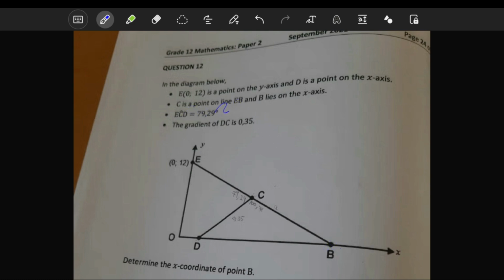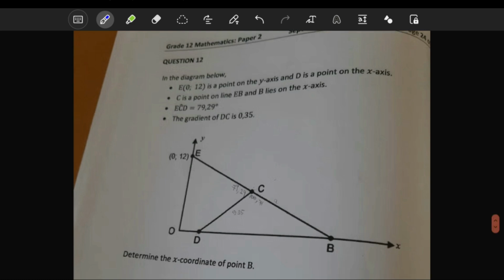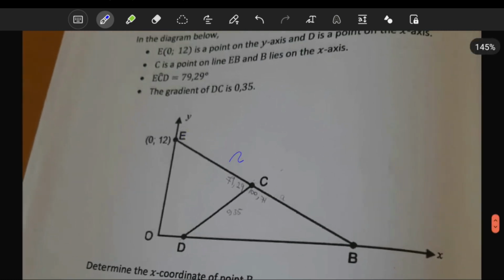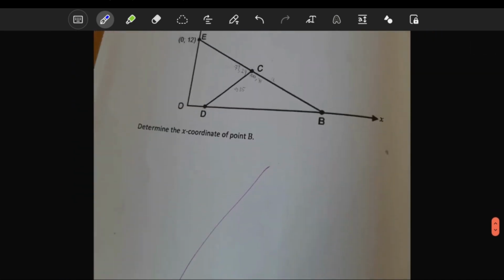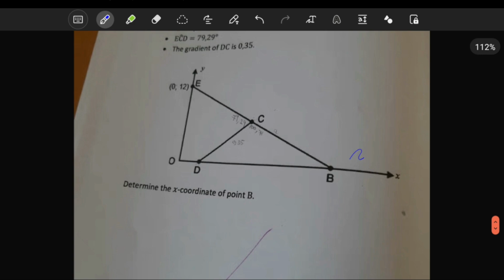C is a point on the line EB, and B lies on the x-axis. Then it says ECD is equal to 79.29, meaning the other side is going to be 100 and something. Then it says the gradient of CD or DC is 0.35. For how many marks? I don't know. They said we should determine the coordinates of B.